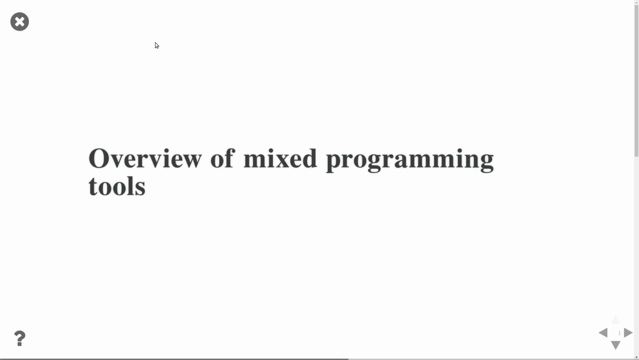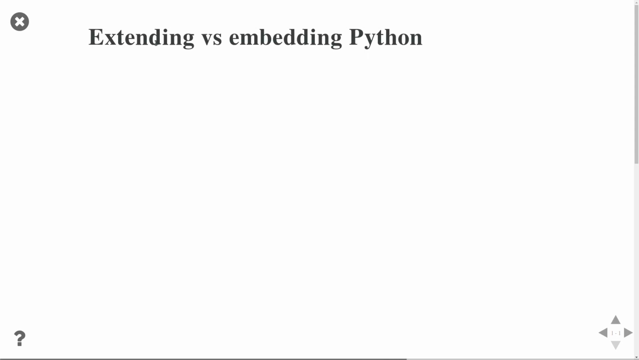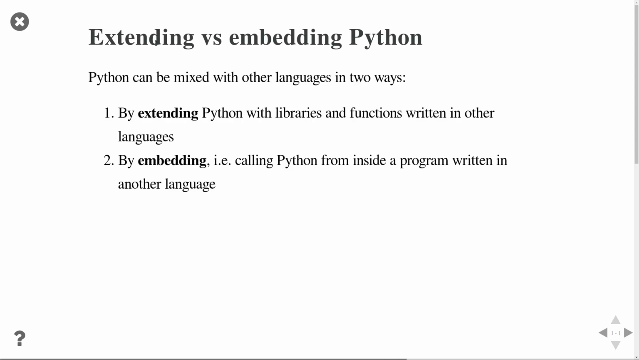So ideally, at least in some cases, we would like to combine a compiled language and Python. Here's an overview of different mixed programming tools that you could use for this. You can categorize them in two different ways. One is extending Python versus embedding Python. When we talk about extending Python, then in our Python program we want to call external libraries or functions written in other languages, for example, C and C++.